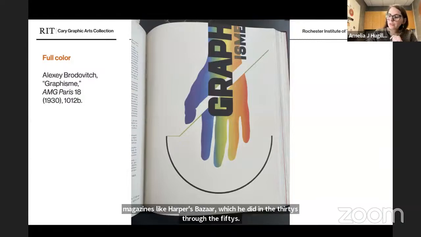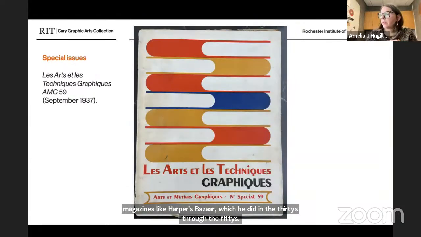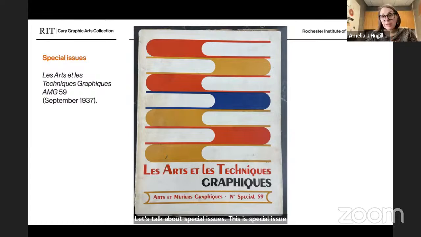Let's talk about special issues. This is special issue number 59, and it was dedicated to the Paris World's Fair that was held from May to November 1937. The official title was the International Exhibition of Arts and Techniques Applied to Modern Life. And Deberny and Peignot again took the opportunity to launch its new typeface in this issue, which happened to be the official type for all the text in the French pavilions at the fair. Can we guess what the typeface was?